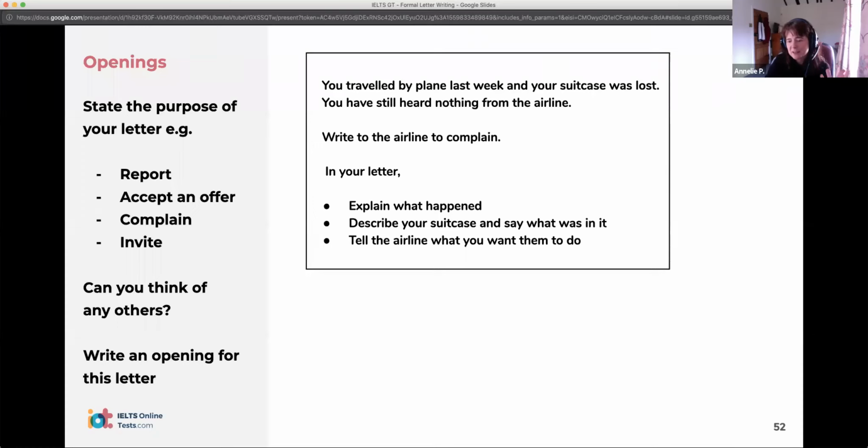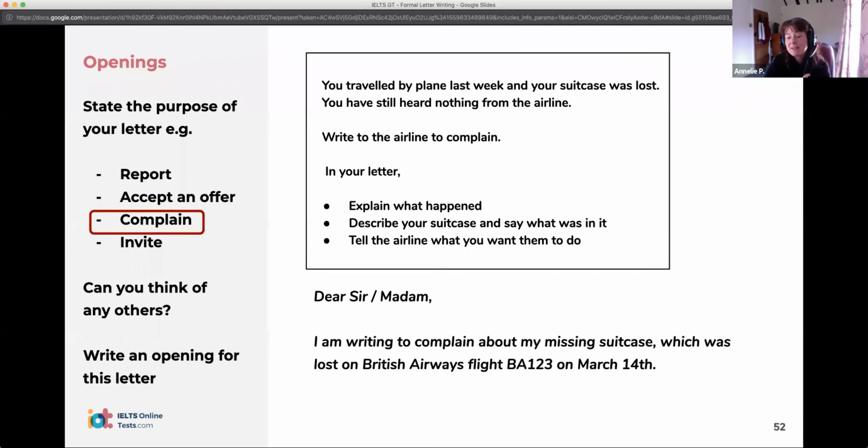It's definitely going to be "Dear Sir or Madam." And then how would you give the purpose of the letter? Okay, not really reporting in this case. Remember, you are complaining. Okay, very good. "I'm writing to complain about." So, "I'm writing to complain about my missing suitcase," and then we have specific information there. Oh, that's very nice. I quite like that. "I would like to bring to your notice." Slightly different, but "bring to your notice."